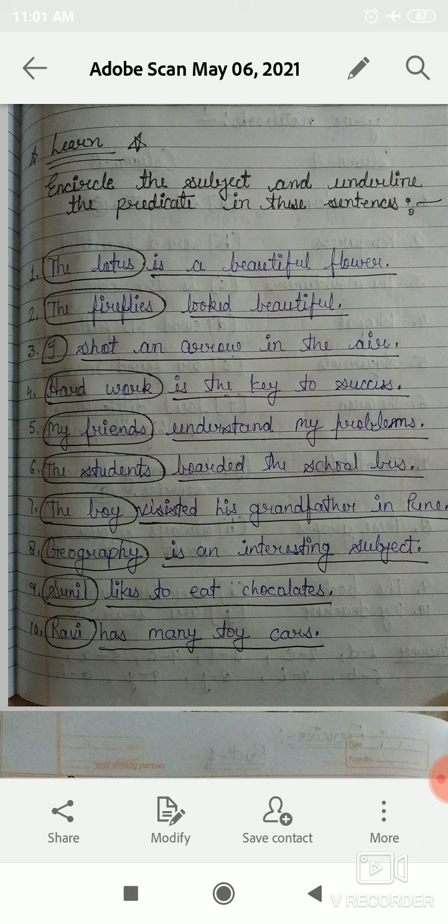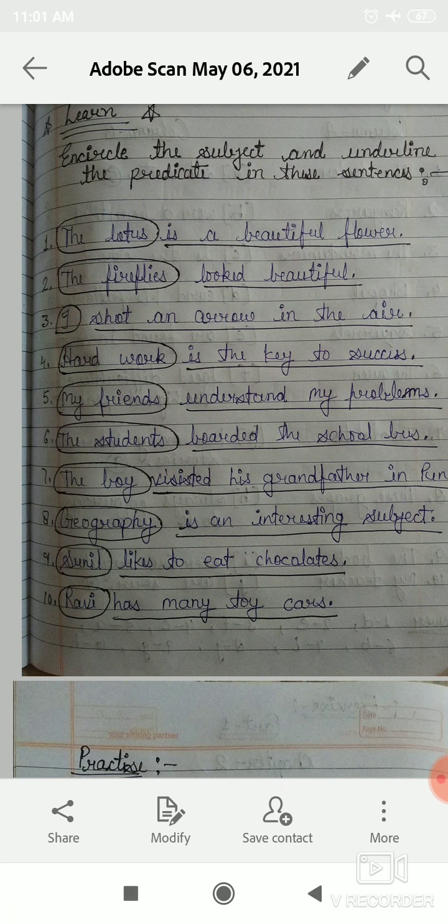Now next, number 3. Number 3 is: I shot an arrow in the air. Okay, so students, tell me which word is subject here. Here I is the only subject, because I is a pronoun and a pronoun can also be a subject. So you have to circle the word I and underline the remaining group of words, that is shot an arrow in the air.